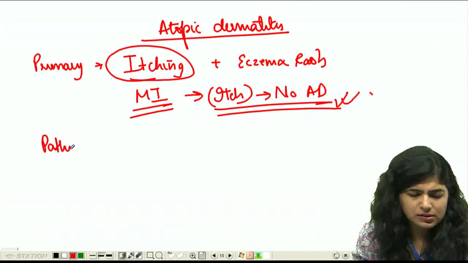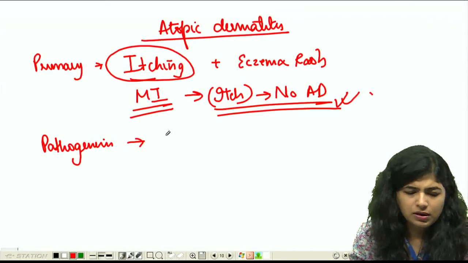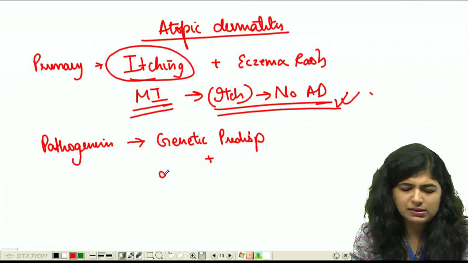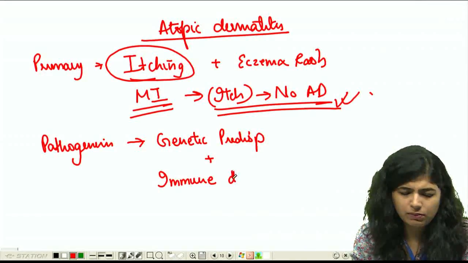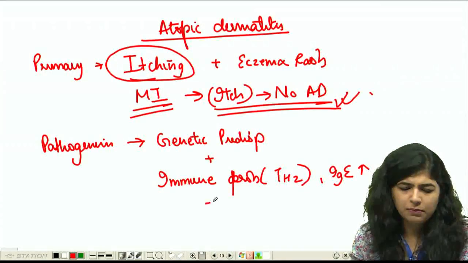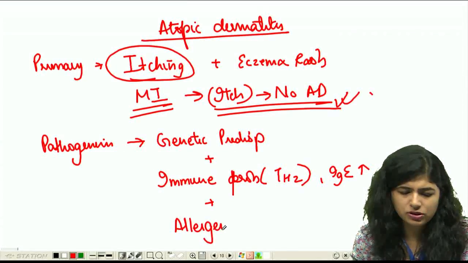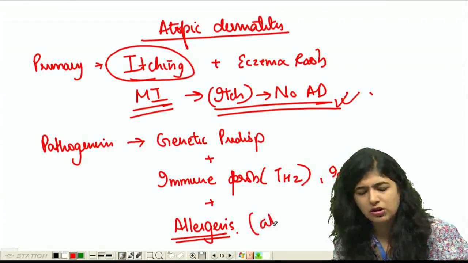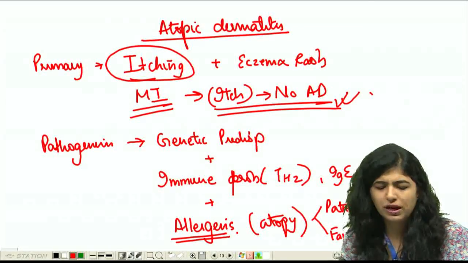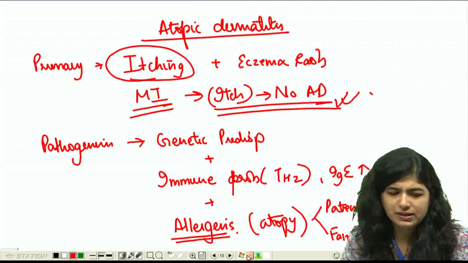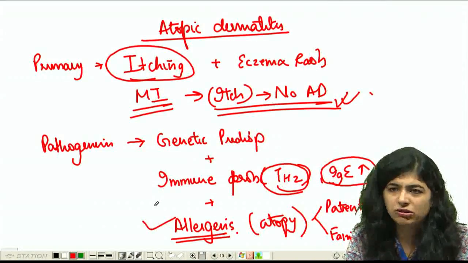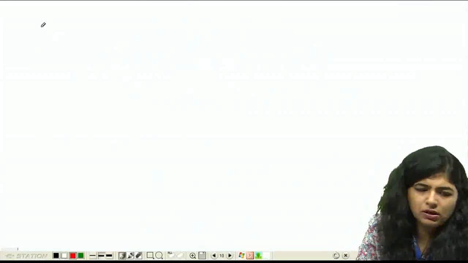You need to know about the pathogenesis. You have a genetic predisposition plus you have immune problem. Th2 immunity is higher, IgE levels are higher, plus you have allergens in the history. So there is a history of atopy either in the patient or in the family. So you can either have a personal history of atopy or a family history of atopy. So you need to remember that IgE levels are higher, it is the Th2 immunity, and there is history of atopy. Clear?